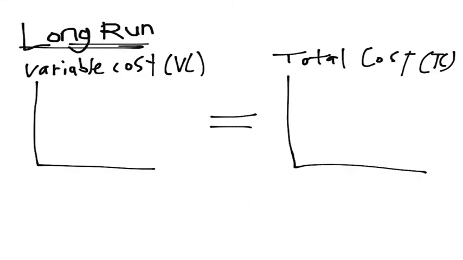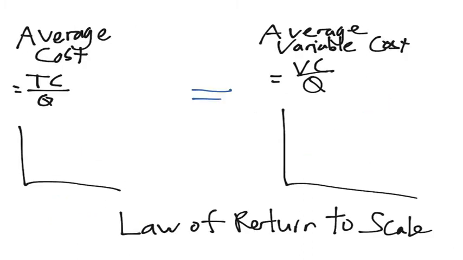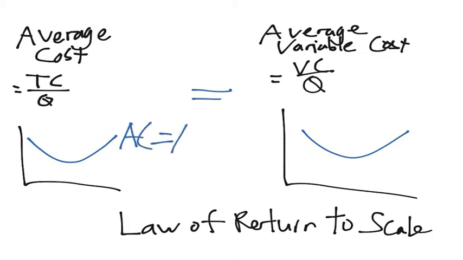Okay, good. Now, in the long run, there is no fixed cost, so in the long run, the variable cost is just equal to the total cost. Okay, and the average cost is still the same. So does the average variable cost. These two are equal. Meaning this is average cost and this is also the average variable cost. Okay, and why is it both like this? It's because of the law of return to scale.